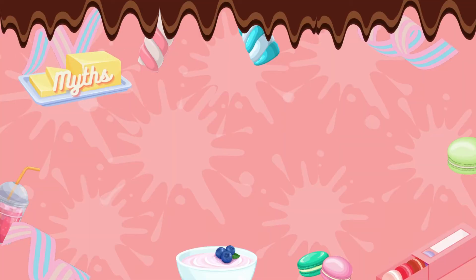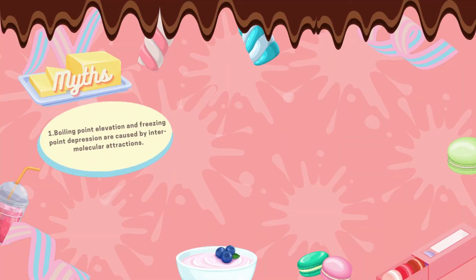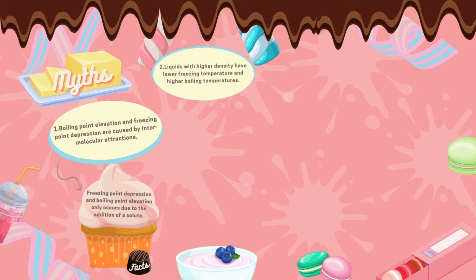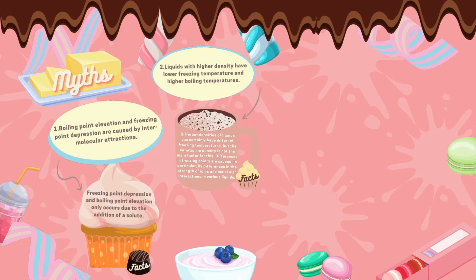For our first misconception, boiling point elevation and freezing point depression are caused by intermolecular attractions. The truth is, freezing point depression and boiling point elevation only occurs due to the addition of a solute. For our second misconception, it states that liquids with higher density have lower freezing temperature and higher boiling temperatures. The truth is, different densities of liquids can certainly have different freezing temperatures, but the variation in density is not the main factor for this.